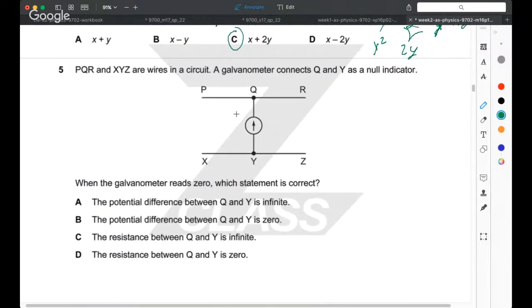Question 5. Oh God. You're putting the time, right? Yeah. Which statement is correct?